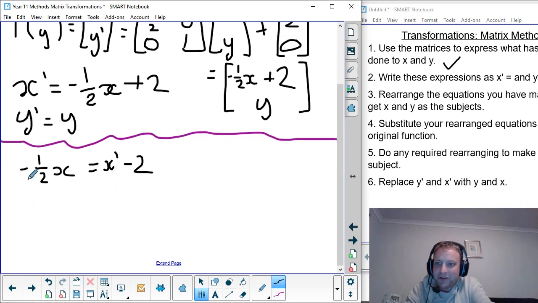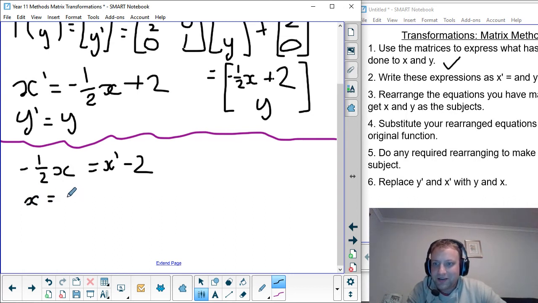And then what we've got to do next, we can do all this in one go if we want. We basically just need to multiply both sides by negative 2, right? If I want to get rid of multiplying by a half, I can just multiply by 2 to cancel it out. And since there's a negative there, we might as well multiply by the negative at the same time. So we're going to multiply the whole thing by negative 2, okay, to get x by itself.